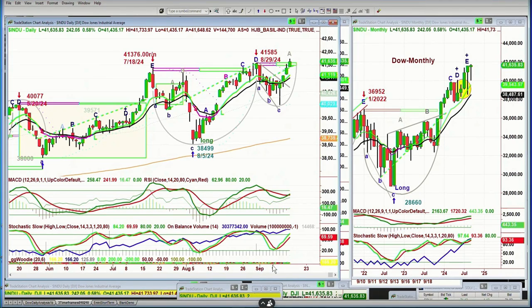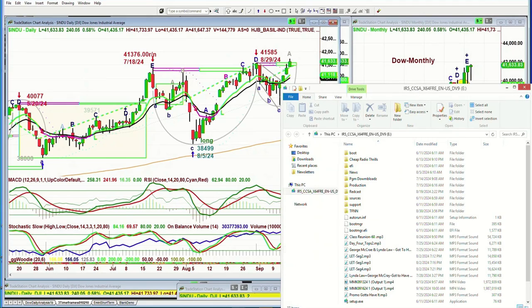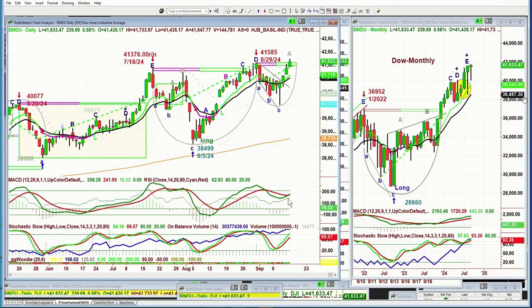Look, the stochastic's still under 80% at 69. The on-balance volume is really good, but a little bit overbought. The MACD only now has crossed positive. Usually that's a really good sign if we can hold that. And the relative strength, this gray line in the daily chart, is very strong.